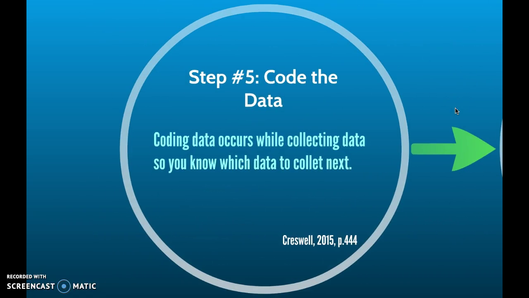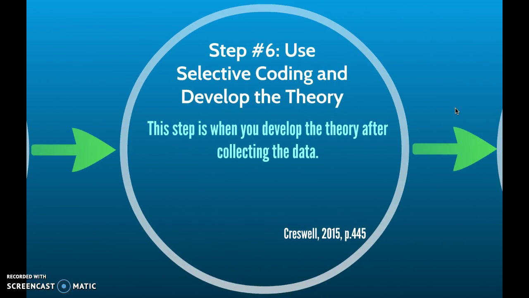Code the data. Coding data occurs while collecting data, so you know which data to collect next. Using selective coding in developing the theory. So this is when you develop the theory after the data is collected. You have all your information. You're confident with everything that you've done.